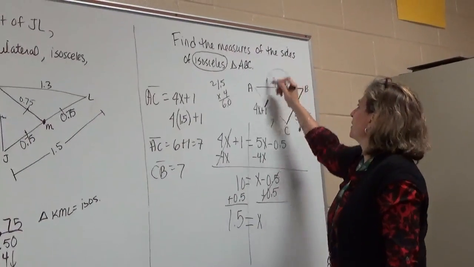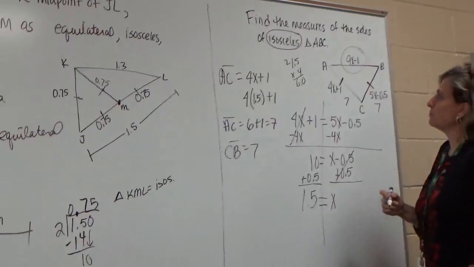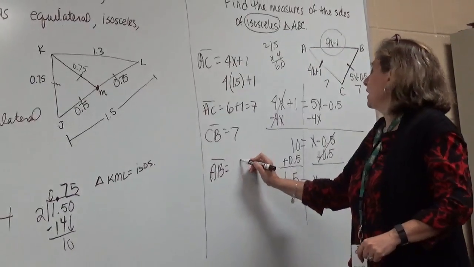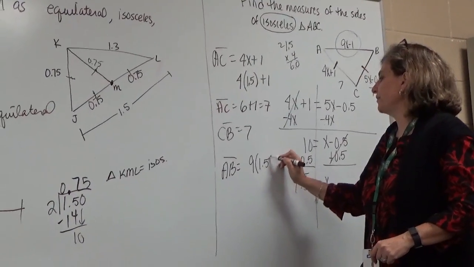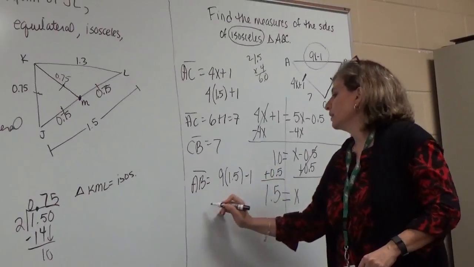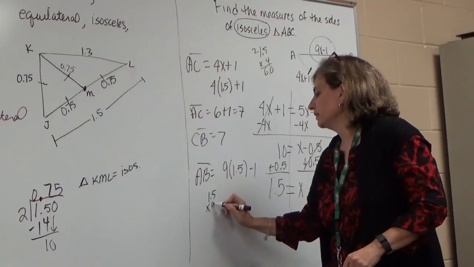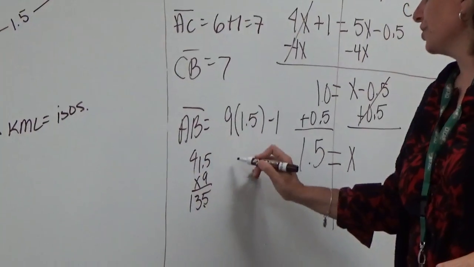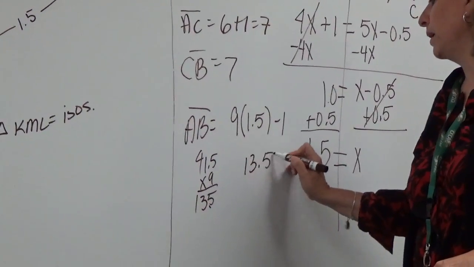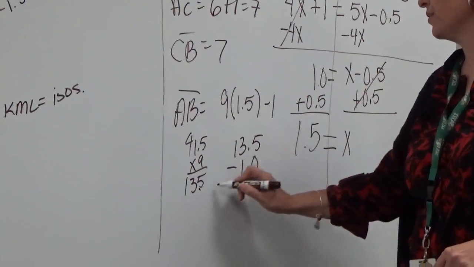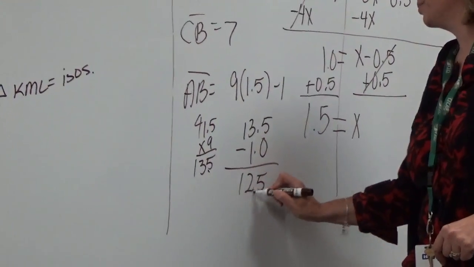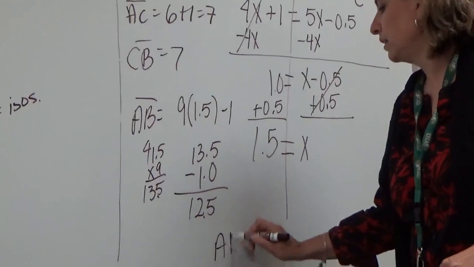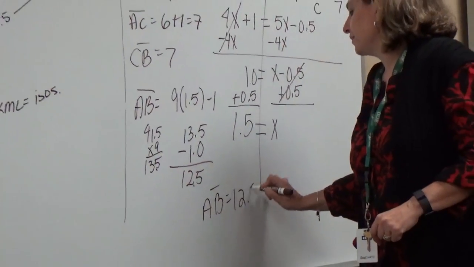So now all I have to do is figure out 9x minus 1, and then I'm done. AB equals 9 times x, which is 1.5, minus 1. So let's do 1.5 times 9. That's 13.5. 13.5 minus 1 is 12.5. So my final answer is that AB equals 12.5.